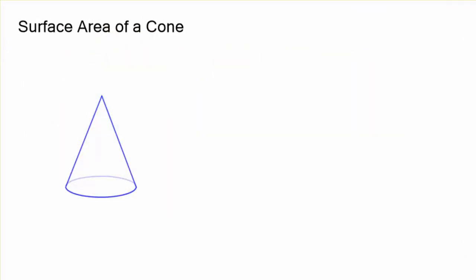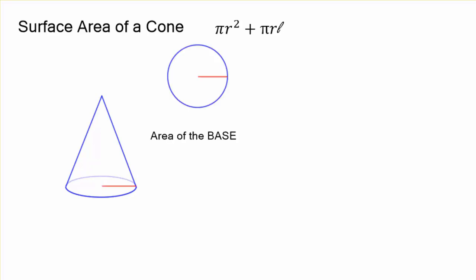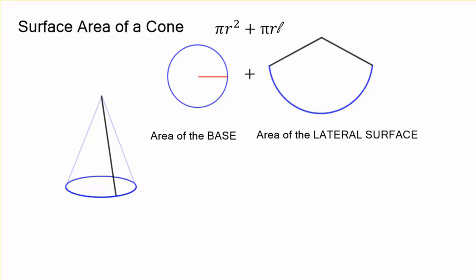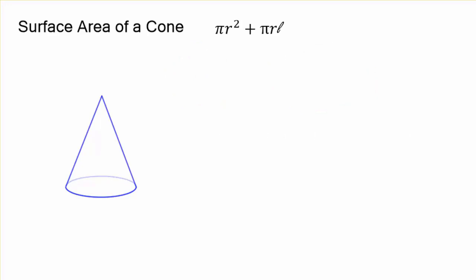In this video, I'm going to show you how to use the formula for surface area of a cone. It's pi r squared plus pi r L. Let's see what we're talking about. Well, there's our radius, and that's going to be pi r squared, area of the base. And we're going to add to that the area of the lateral surface, the cone part, not the base. And it looks like that when you make it all flat, but that's the area of the lateral surface, pi r L.